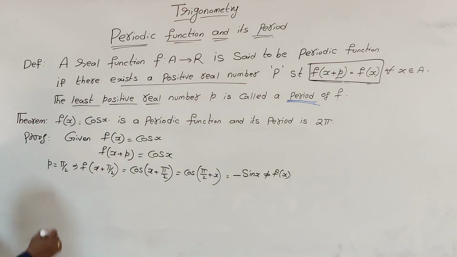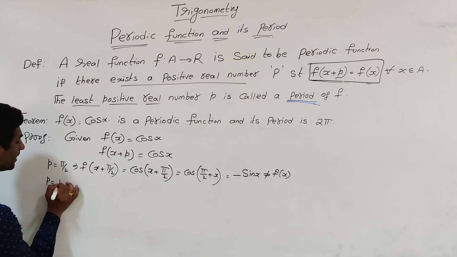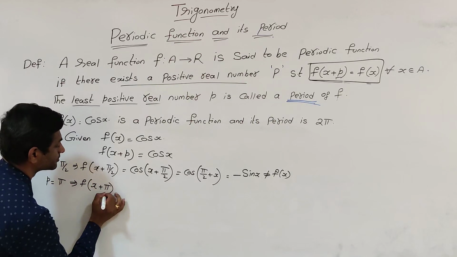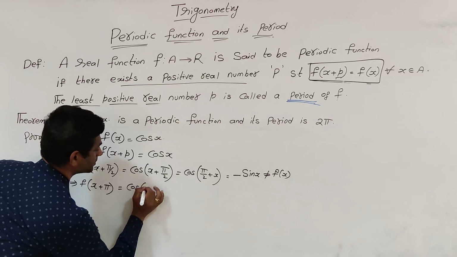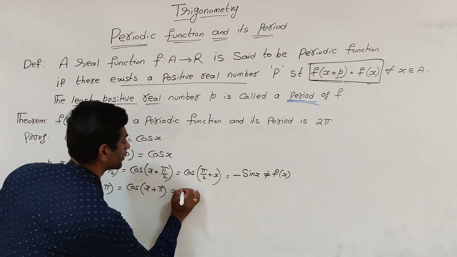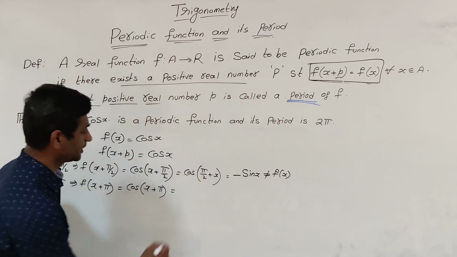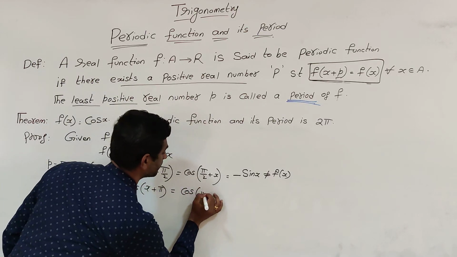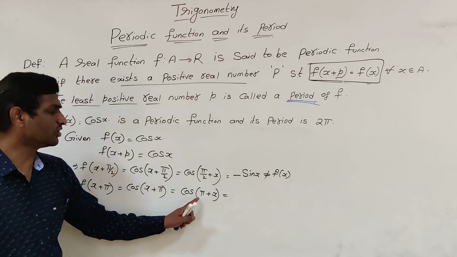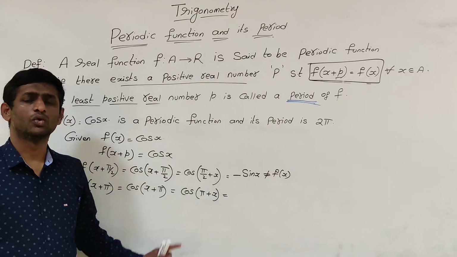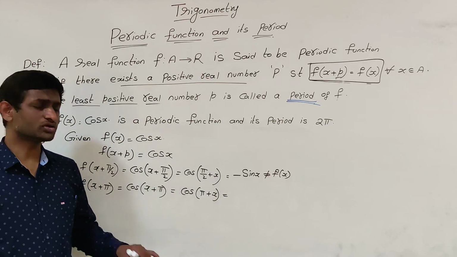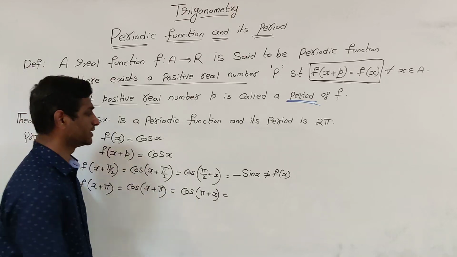Next, p is equal to pi. What happens? F of x plus pi, cos of x plus pi, so we can write it as cos of pi plus x. What form is it? 180 plus theta. 180 plus theta lies in the third quadrant. In the third quadrant, cos will have a negative sign.